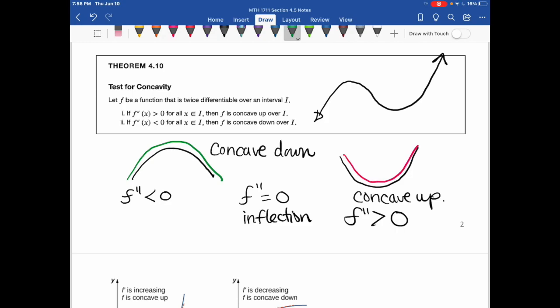I'll use green for concave down, and I'll use pink for concave up. The graph is concave down on this interval, and the graph is concave up on this interval. The point of inflection is the point where it changes from concave down to concave up, or vice versa. So a point of inflection would be right here.